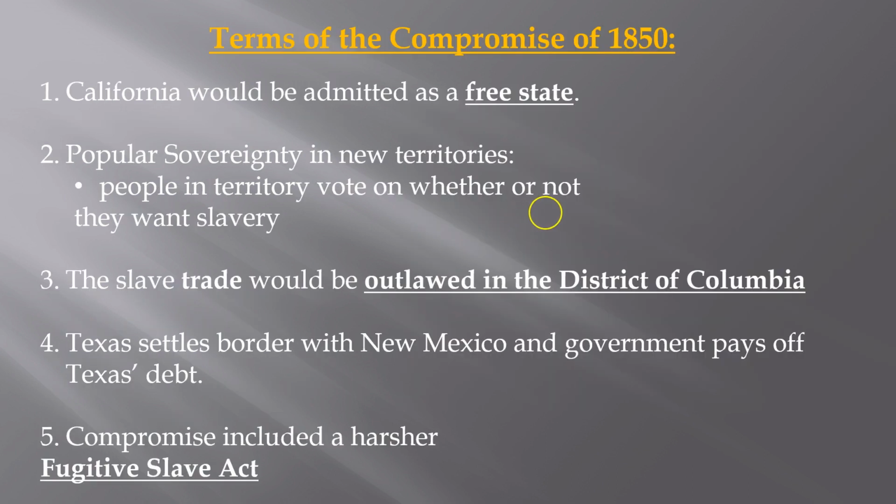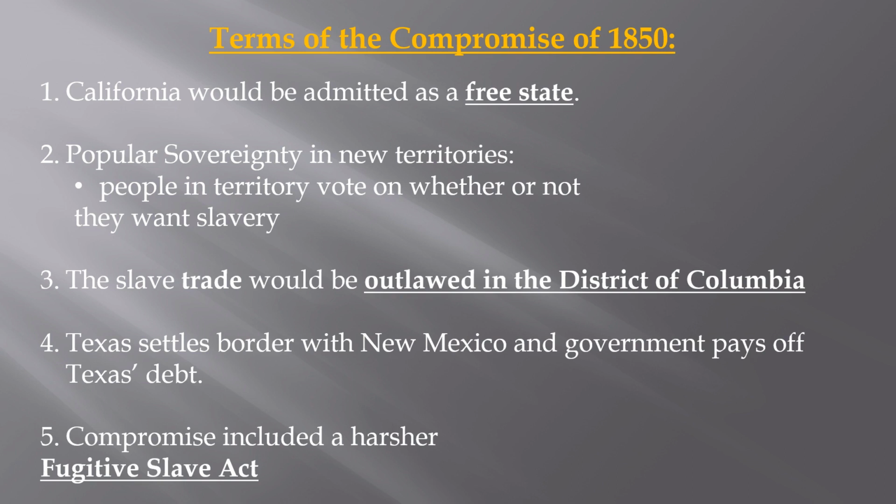Third part is that the interstate slave trade is going to be outlawed in the District of Columbia. That means you could still own slaves in the nation's capital, but you weren't allowed to buy and sell slaves. Texas is going to settle its border dispute with New Mexico. New Mexico is going to get some land from Texas, but in exchange, the federal government is going to agree to pay off a big chunk of Texas's debt.